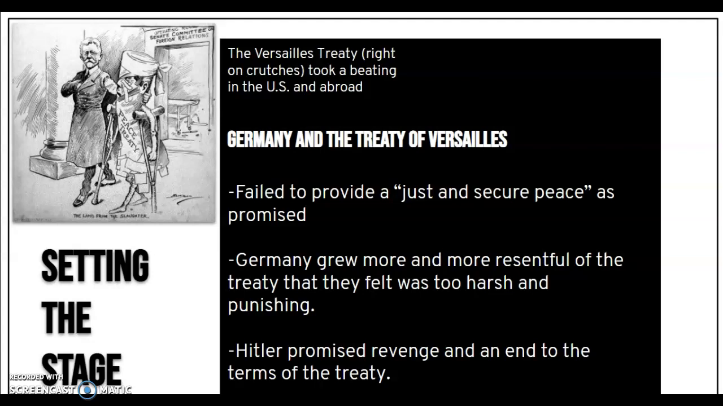As a result of the inflation and massive unemployment and the Treaty of Versailles, many individuals in Germany rose to power. Germans grew more and more resentful of the treaty, and they felt it was too harsh and punishing. A man by the name of Adolf Hitler rises to power and promises revenge and an end to the terms of the treaty.